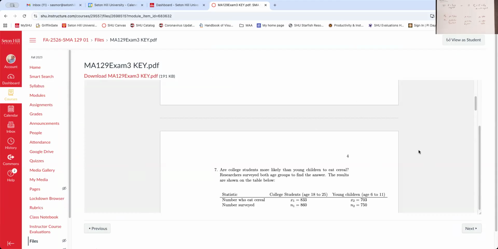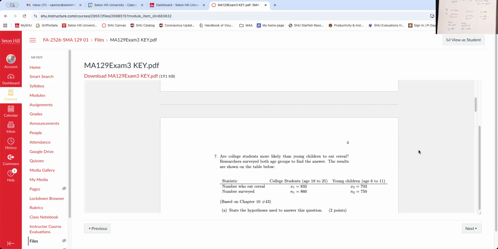Are college students more likely than young children to eat cereal? Researchers surveyed both age groups, and the results are in the table below. Okay. So I'm just going to copy down the numbers so I can keep scrolling. X1, this is college. X1 is 833 out of N1, which is 860. Young children: X2 is 703 out of N2, which is 750. State the hypotheses used.